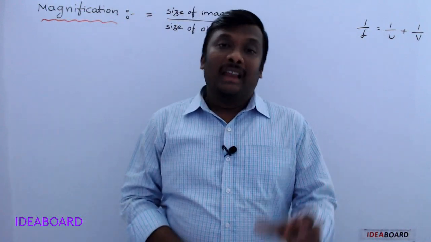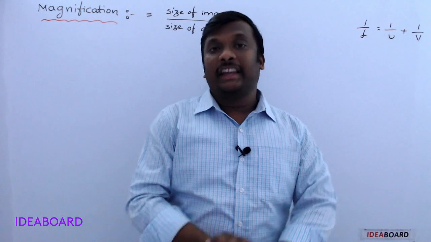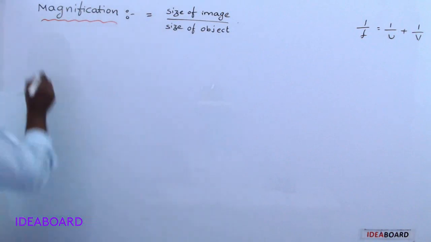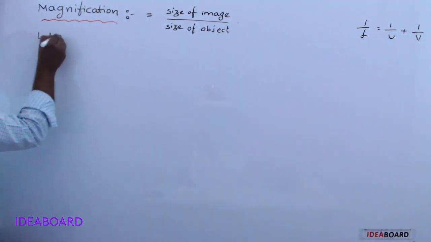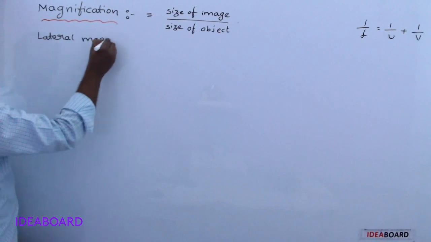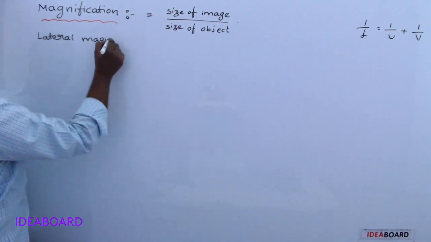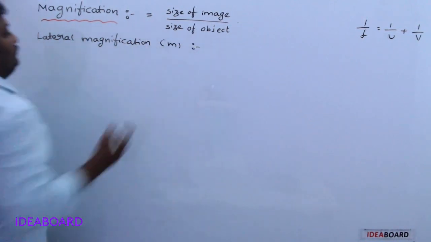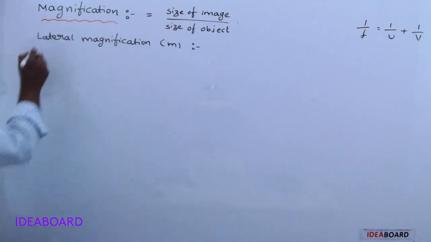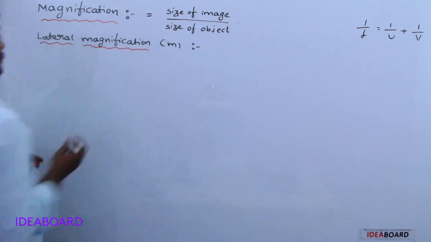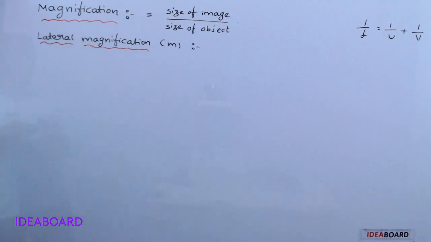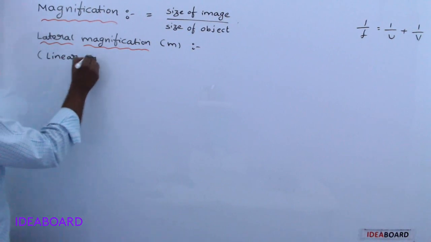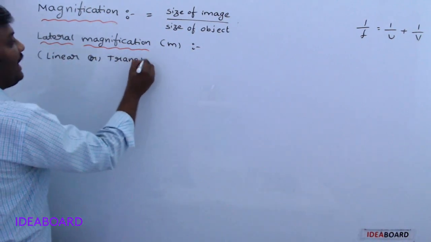Depending on length, height and area of the objects, magnifications are of three types. The first one is lateral magnification. It is denoted by M. It is also called linear or transverse magnification.